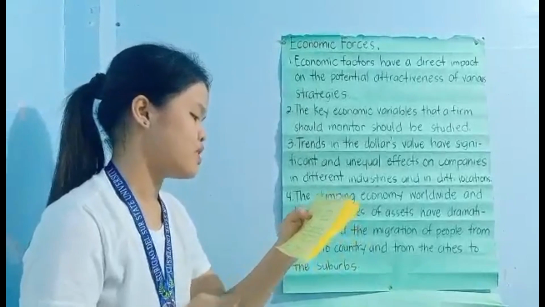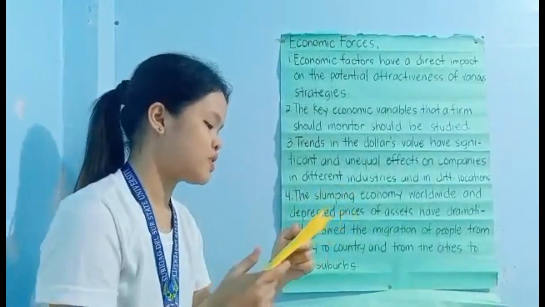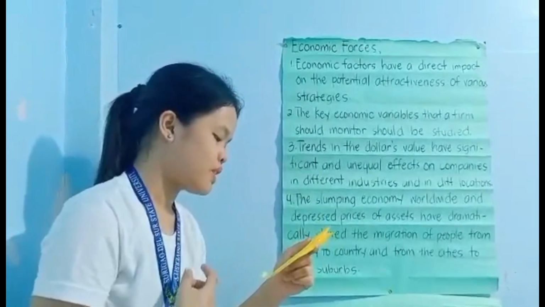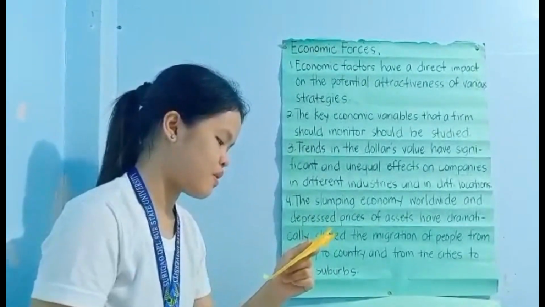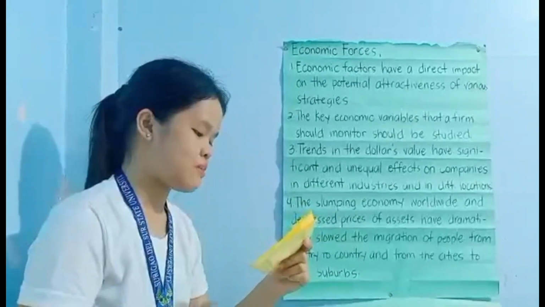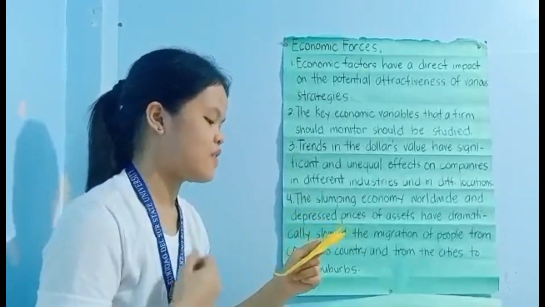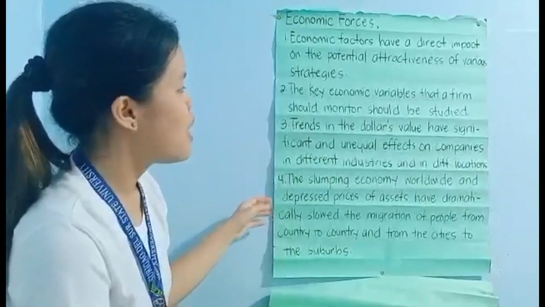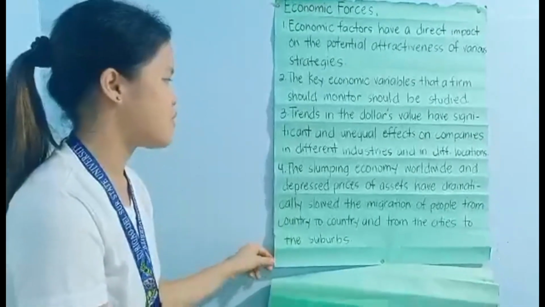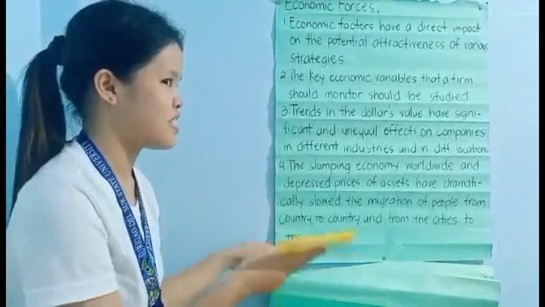The list includes seven. Number one, shifts to a service economy. Number two, availability of credit. Number three, level of disposable income. Number four, propensity of people to spend. Number five, interest rates. Number six, inflation rate. Number seven, unemployment trends. Number three, trends in the dollar's value have significant and unequal effects on companies in different industries and in different locations.